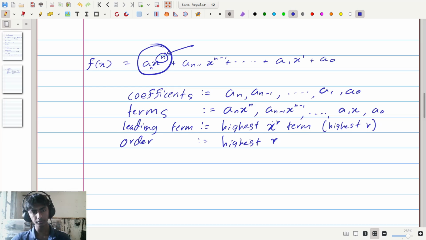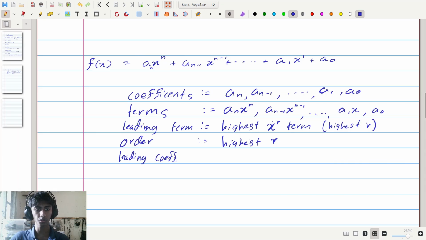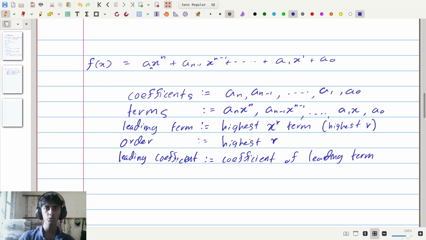There is also another word we use, the leading coefficient, which should be somewhat clear. The leading coefficient is simply the coefficient of the leading term. In this case, that would be just a_n. A_n is the leading coefficient. The order is n. The leading term is a_n x to the n.